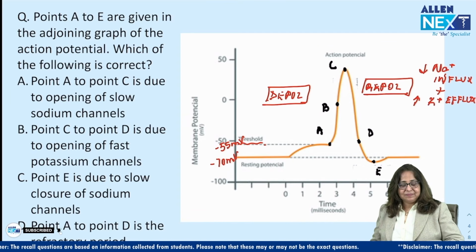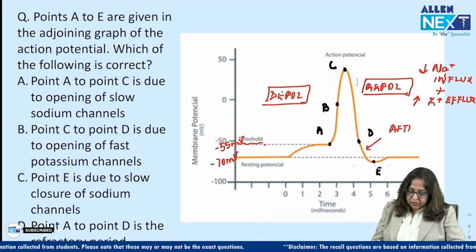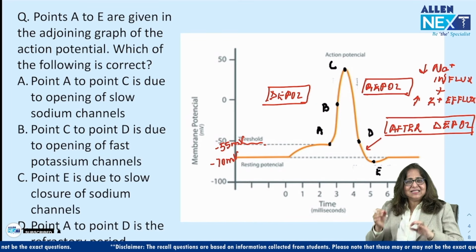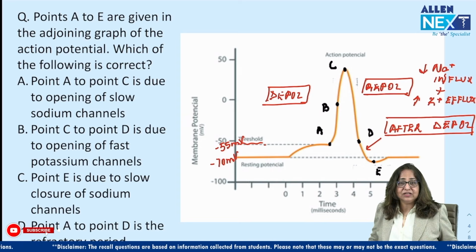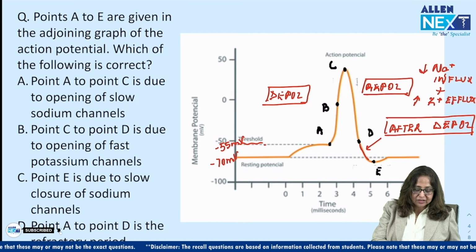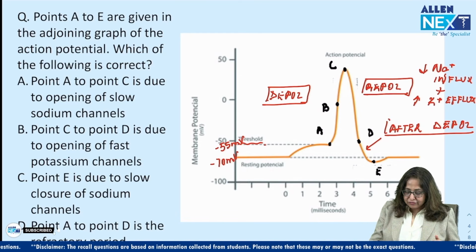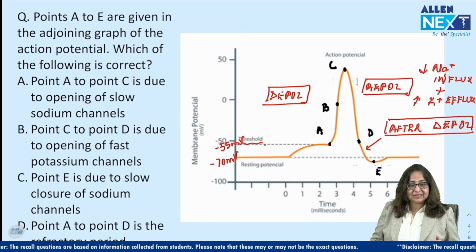There are two more phases. There is something known as the after depolarization phase. Now, in this after depolarization phase, what do we see over here? There is a slight decrease in the rate of potassium efflux. And that is why there is a slight slope here, a decrease in slope in the after depolarization phase. During this phase, there is a slight decrease in the rate of potassium efflux.